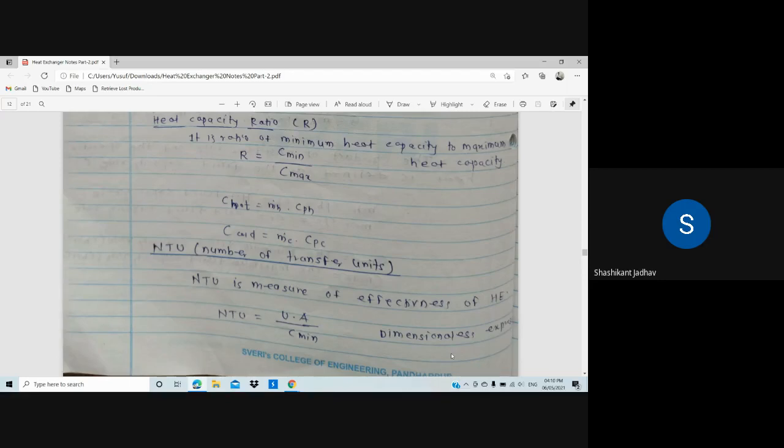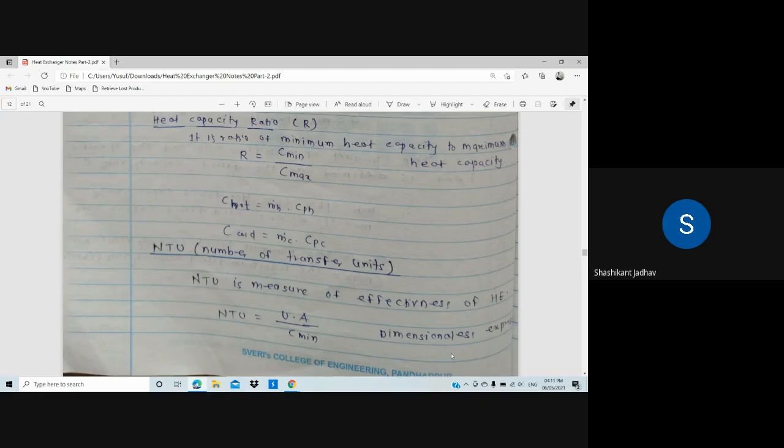समजले का बघा? What is meant by heat capacity ratio? It is the ratio of minimum heat capacity to the maximum heat capacity. म्हणजे CH आणि CC ची जी काय व्हॅल्यू आहे त्याच्यातली जी काय मिनिमम व्हॅल्यू असेल आणि जी काय मॅक्झिमम व्हॅल्यू असेल ह्या दोन्हीचा रेशो म्हणजे काय असणार आहे? heat capacity ratio असणार आहे.